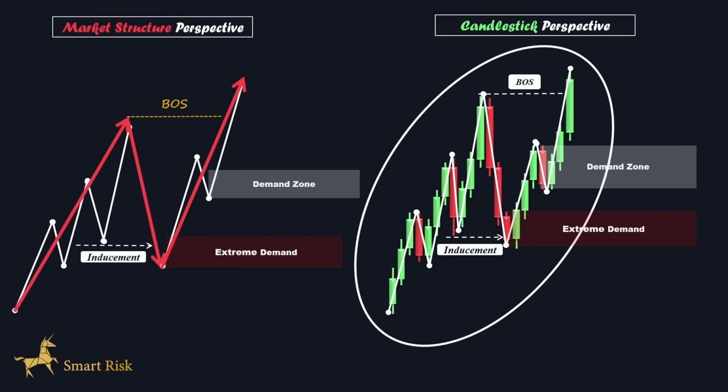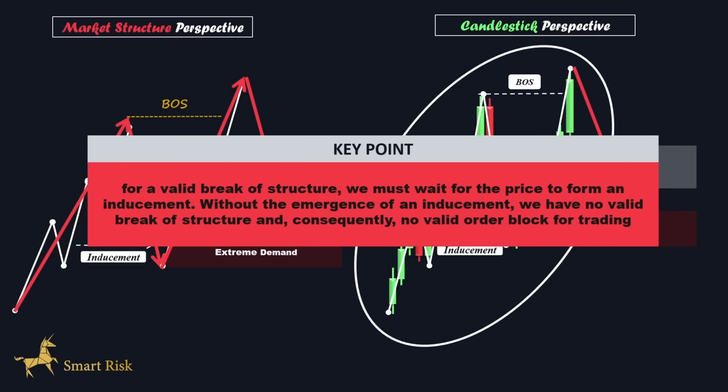As we discussed earlier, the upper order block serves as an inducement zone because it's the most recent pullback created before the break of structure, and we always anticipate the price to break below it. Therefore, we should not regard that zone as a potential trading opportunity. Another critical point is that, for a valid break of structure, we must wait for the price to form an inducement. Without the emergence of an inducement, we have no valid break of structure and, consequently, no valid order block for trading.